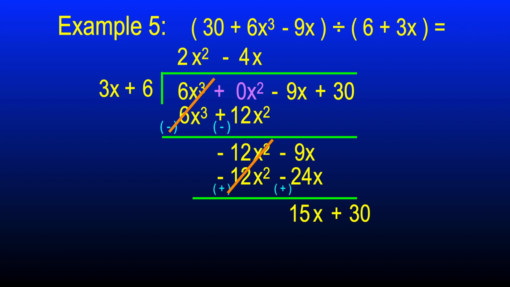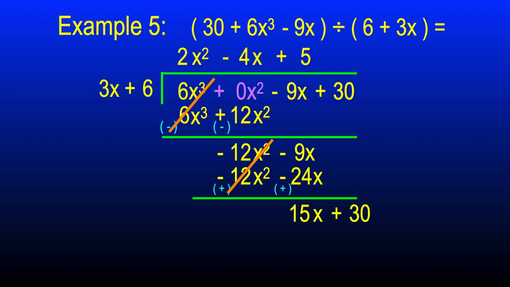15x divided by 3x. So, 15 muna divided by 3 is 5. So, positive, no? Positive divided by positive is positive. Ayan. Then, 15 divided by 3 is 5. Then, x divided by x is 1. So, 1 times 5 is 5. Kaya 5 na lang yung nasa taas.